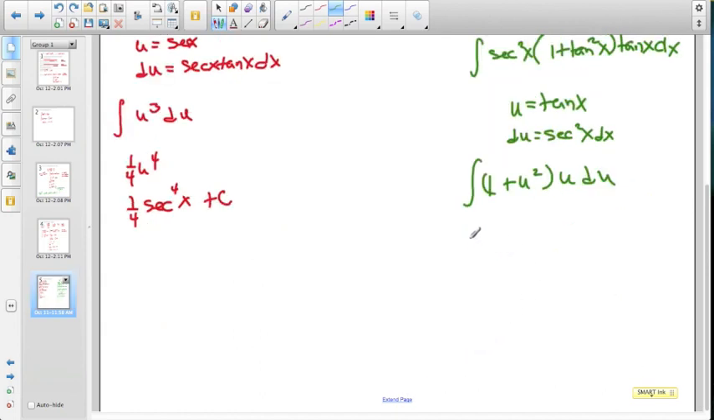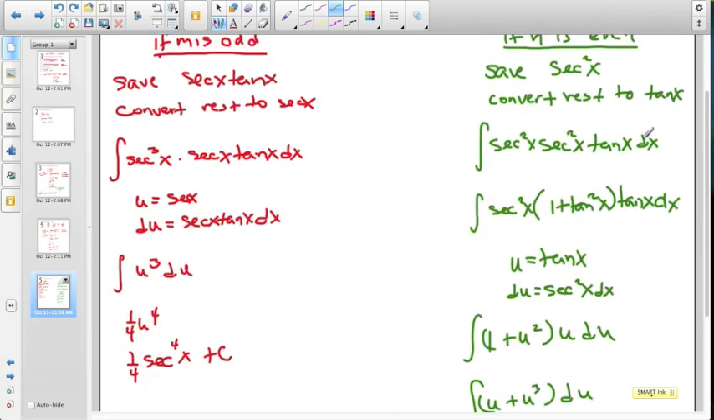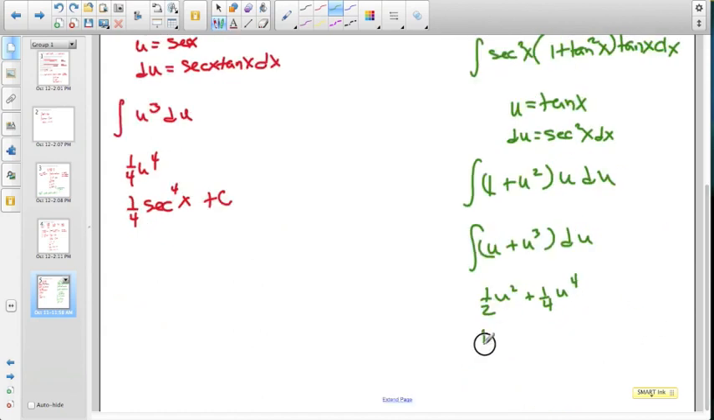And distributing, and then we can integrate, gets us u plus u cubed du. And integrating that gets us 1/2 u squared plus 1/4 u to the 4th. And then substituting back in for u, substituting that tan x back in, we get 1/2 tan x squared plus 1/4 tan x to the 4th plus our constant of integration.